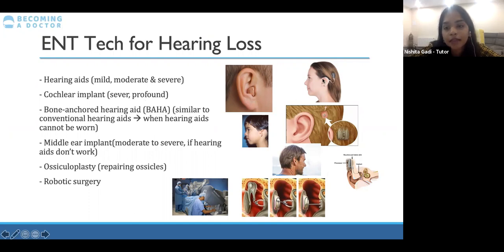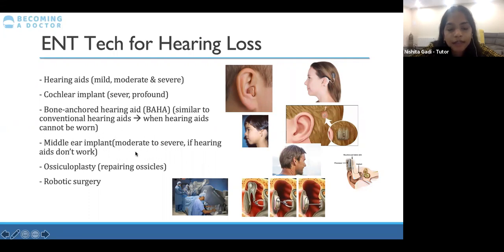And as you can see here, the pinna and the auricle are quite important to hold that hearing aid in place, but sometimes you might have things like this, for example. So this is called microtia, which is basically when there's an abnormality in your pinna, so your pinna or auricle doesn't form properly, so you're unable to hold that hearing aid in place. So that's why you have BAHA, so they're bone anchored hearing aids here.